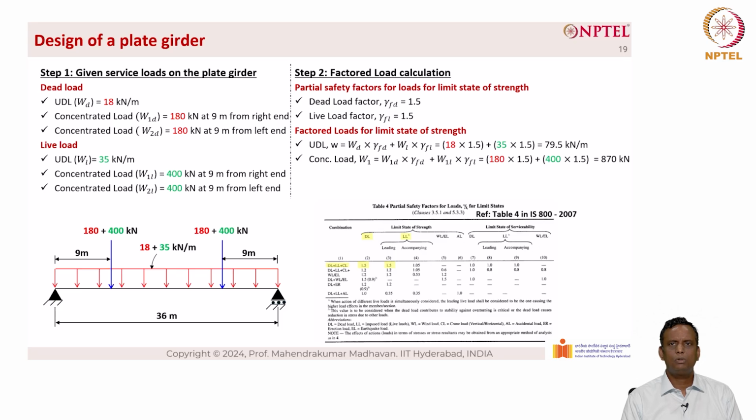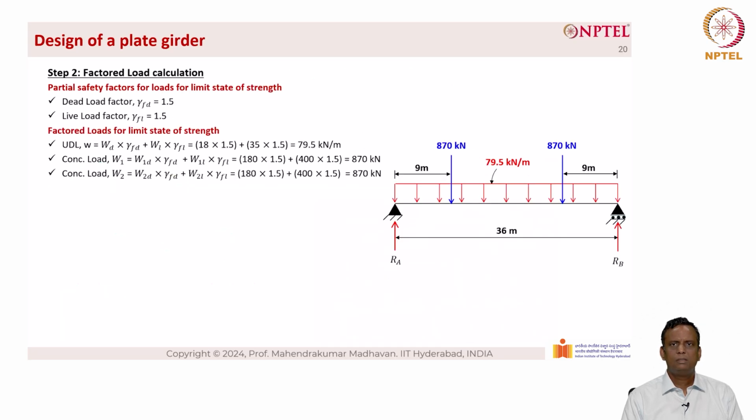The concentrated load W1 is equal to W1D into gamma FD plus W1L into gamma FL, which is equal to 180 into 1.5 plus 400 into 1.5, that is equal to 870 kilonewton. Similarly, for concentrated load W2, we have 870 kilonewton. So we have calculated the factored loads for the limit state of strength. Now step 3 is to calculate the shear force and the bending moment diagram.